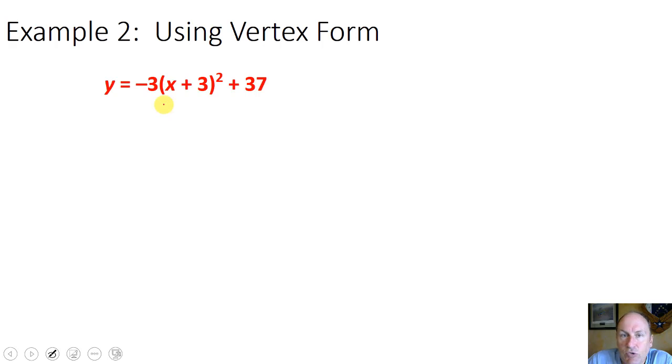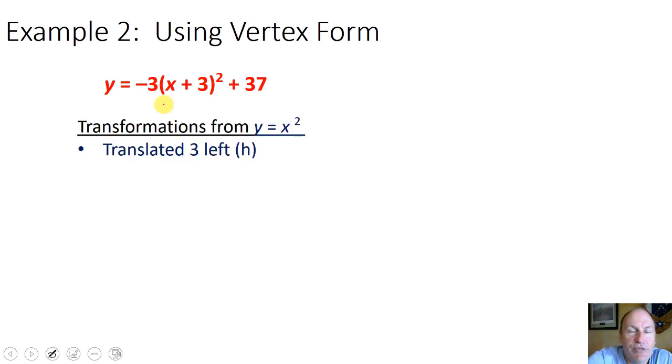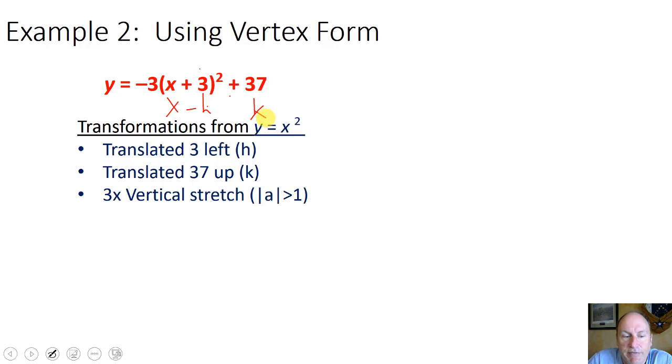So we've got negative 3 times quantity x plus 3 squared plus 37. Well, it's translated 3 to the left. Because a negative 3 will make this 0, this is in the form x minus h quantity squared. And so that's really h equals negative 3, because then it becomes x minus negative 3. So it's translated 3 to the left. It's translated 37 up, because here's the k term, which is positive 37. And it is a 3-times vertical stretch.